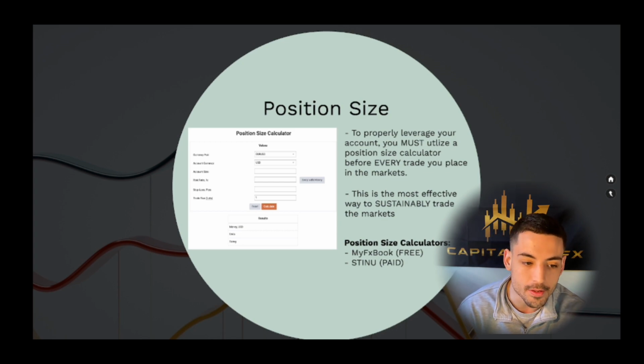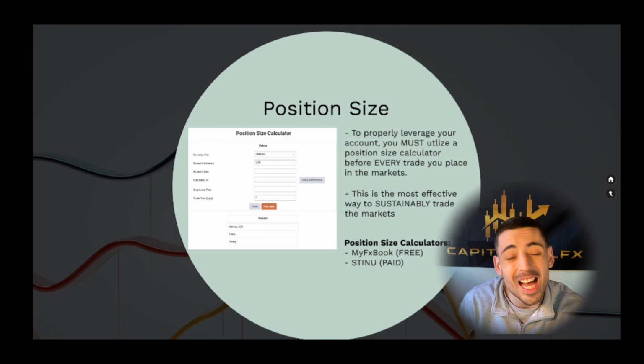Next is our account size. So this goes back to the first one. What's your account size? Is it $100? Is it $1,000? $50,000? What is your account balance? Put it in right there.